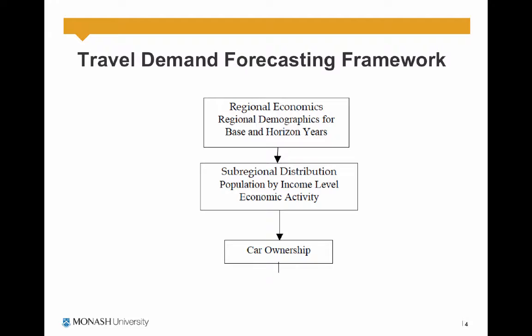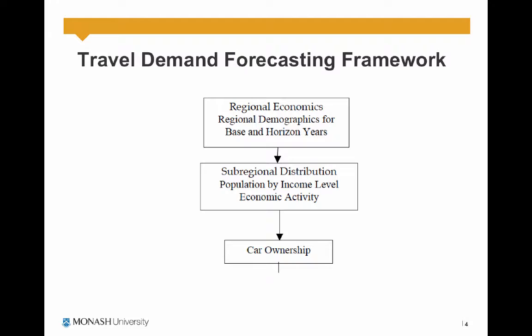After we gain some information about the economic and demographic perspective, from that information we estimate the sub-regional distribution of population. So we estimate how many people live in different areas of the city. And that estimation of population is usually done by income level. So we also get to estimate the distribution of the income levels in different areas of the city.